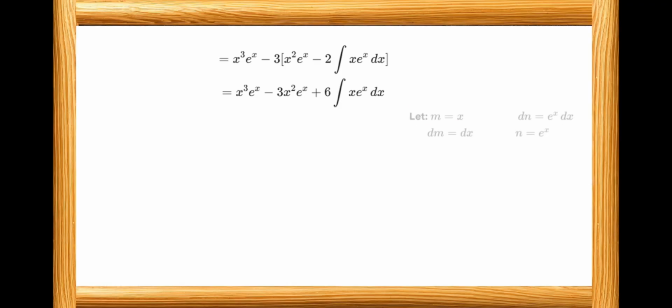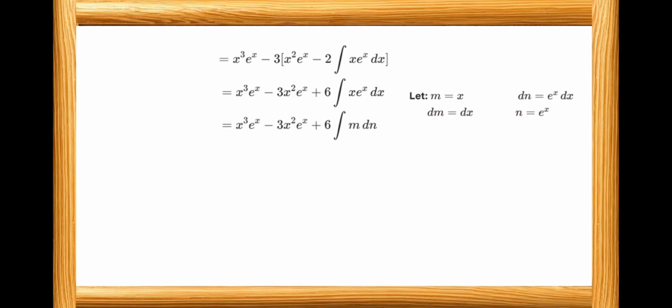We let m equals x, dm equals dx, dn equals e to the x dx, and n equals e to the x. In step 10, after setting our values, we let m equals x and dn equals e to the x dx. This transforms the integral x e to the x dx into the form of the integral m dn. So we have x cubed times e to the x minus 3x squared times e to the x plus 6 times the integral of m dn. In step 11 we expand the integral by applying the integration by parts formula.